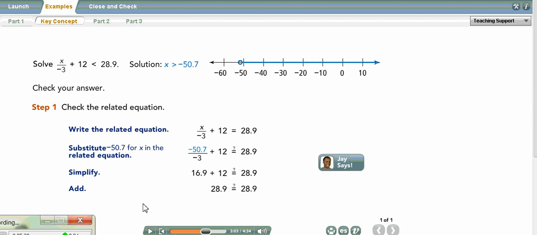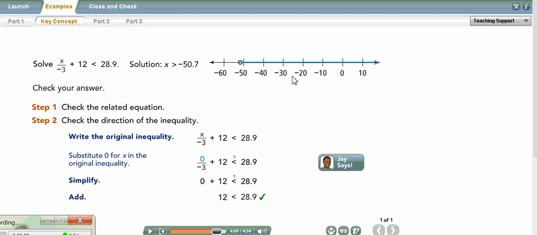Okay, so we're going to check the related equation, and what that means is if this was an equation, would negative 50.7 make it a true statement? So we write the equation, we substitute in negative 50.7 wherever we saw x, we simplify, so we get 16.9 plus 12 equals 28.9. When we add this, we do in fact get 28.9 does equal 28.9.